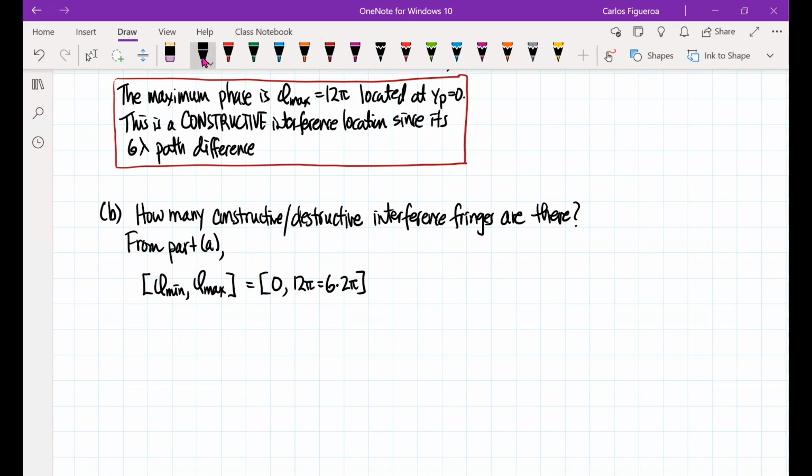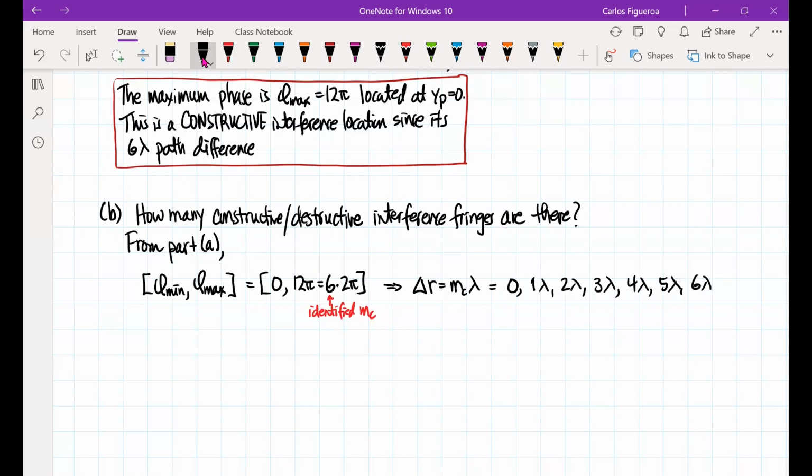And so what that really tells us here is that we have identified MC. So that 6 is our MC value. That tells us that we know that the path difference MC lambda guarantees constructive interference. So in this case, this is really what? I get 0, 1 lambda, 2 lambda, 3 lambda, 4 lambda, 5 lambda, and finally 6 lambda.